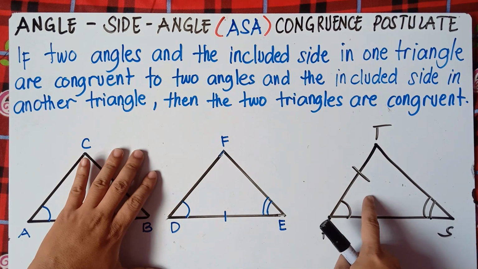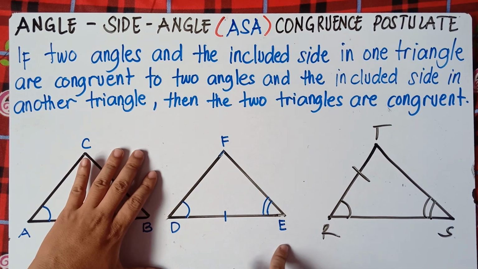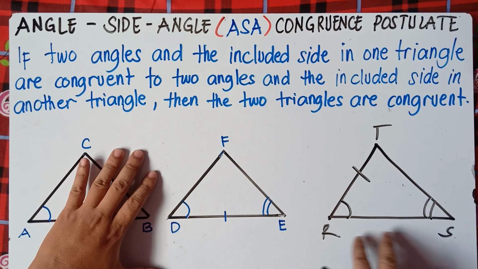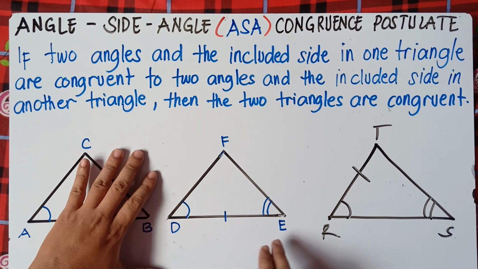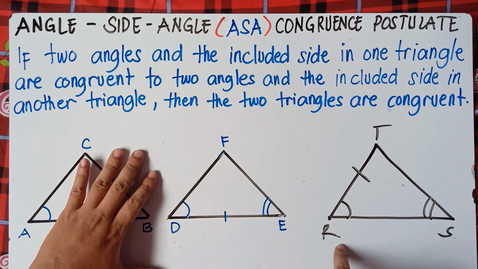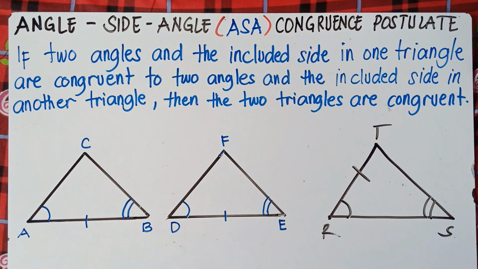But you check the side. Is the side between these two angles? Is the side between the two angles with regards to this one triangle RST? Not. So therefore, these two triangles are not congruent. We cannot say that it is ASA, angle, side, angle, because in this one triangle right here, the side is not between these two angles. So that's about the angle, side, angle.